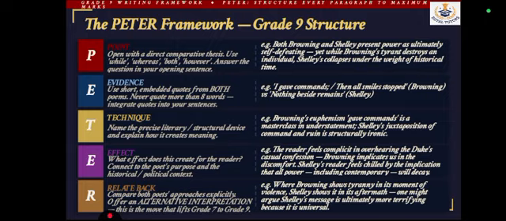Now, for the relate back, compare both poets' approaches explicitly, then offer an alternative interpretation. This is the move that lifts grade 7 to grade 9. For example, where Browning shows tyranny in its moments of violence, Shelley shows it in its aftermath. One might argue Shelley's message is ultimately more terrifying because it is universal.